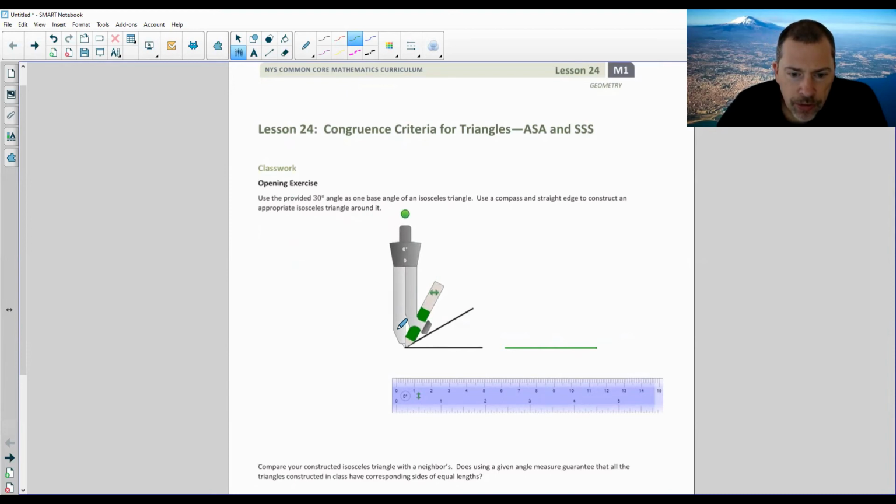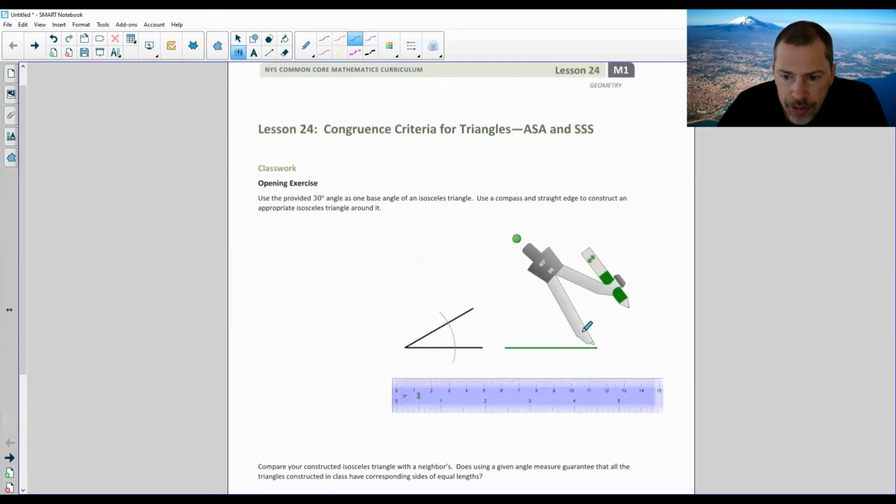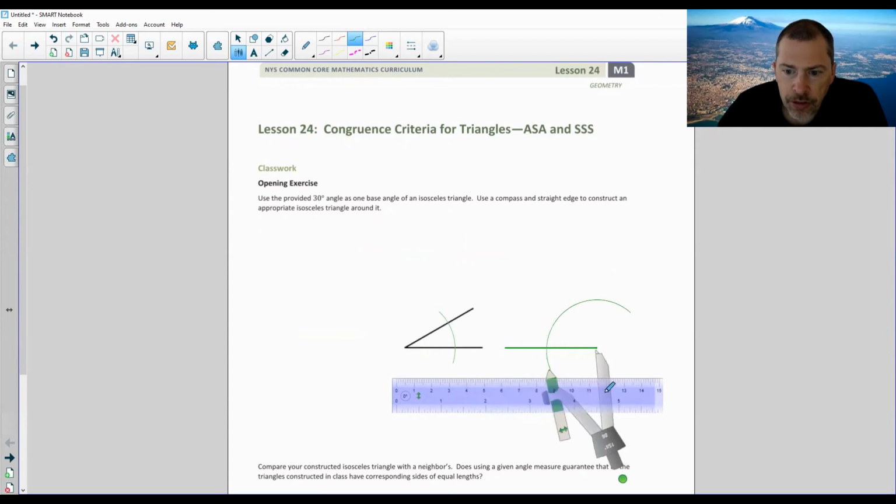compass on the vertex of the given 30-degree angle. I'm going to open it up and form an arc like so. I'm going to leave my compass at that opening of the angle. We don't know the measure. I didn't measure it. Actually, it says 65 degrees right there, but it doesn't matter. And I'm going to draw an arc like so. So that's the first thing we do.